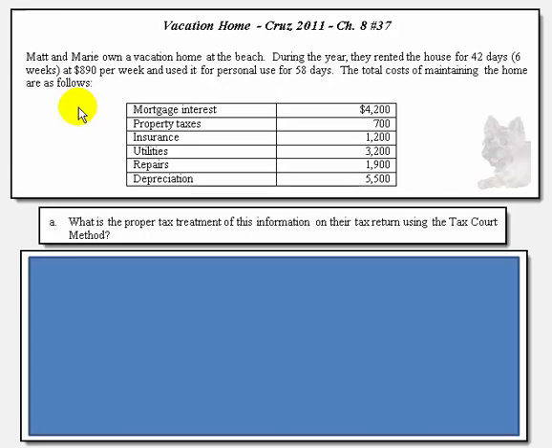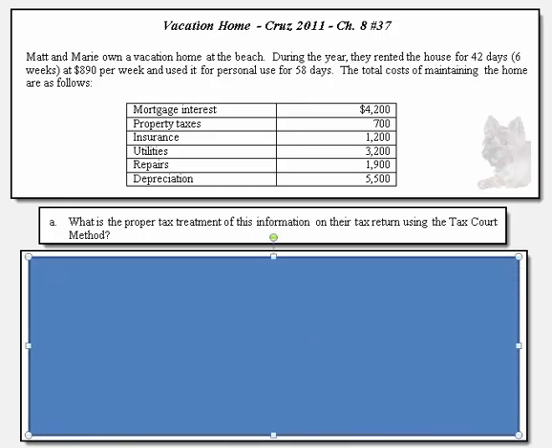The total costs of maintaining the home are as follows. So the total costs are listed here. We've got mortgage interest, property taxes, insurance, utilities, repairs, and depreciation. Now, Part A says, what is the proper treatment of this information on the tax return using the tax court method? And let's take a look at that solution now.